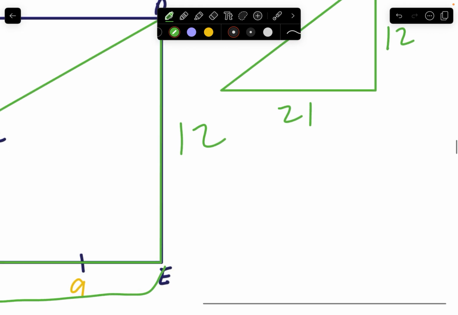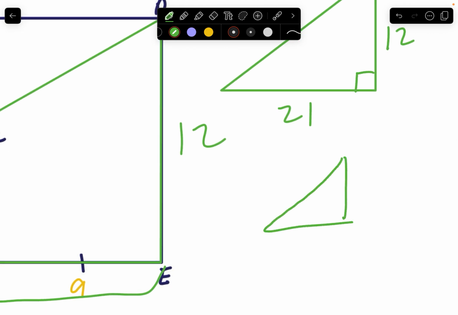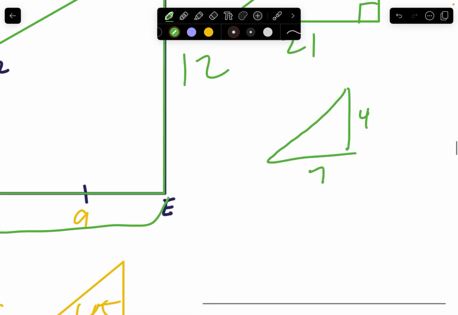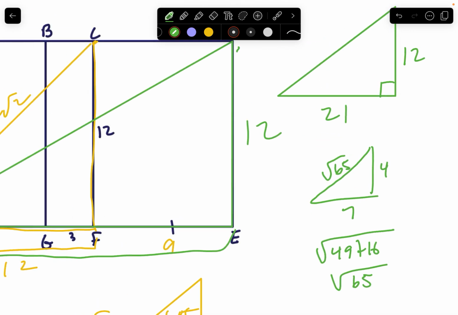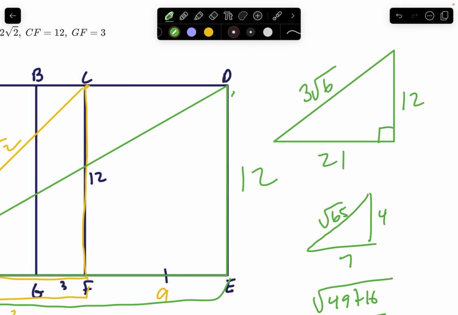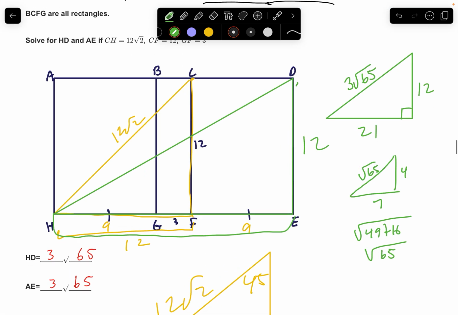So let's just go in the Wayback Machine. If we did this without a calculator, divide by 3 would be 4. Divide by 3 would be 7. So it'd be the square root of 49 plus 16, which is the square root of 65. But since we divided by 3, we need to multiply the 3 back in. And there's our answer. And because there's rectangles all over the place, this line is going to be the exact same size.